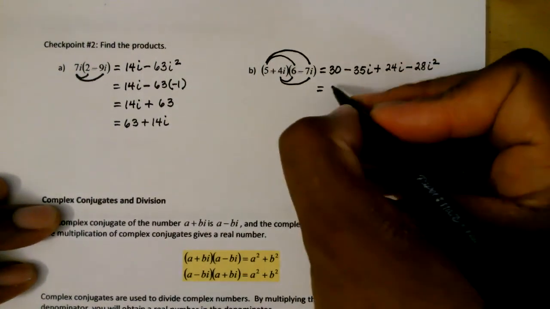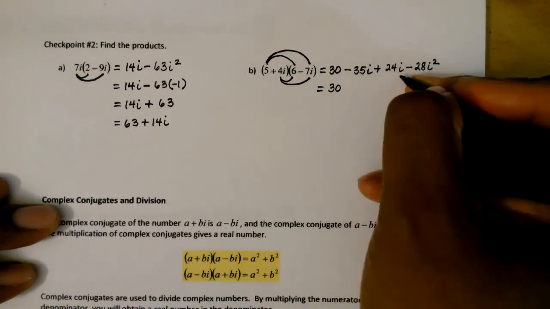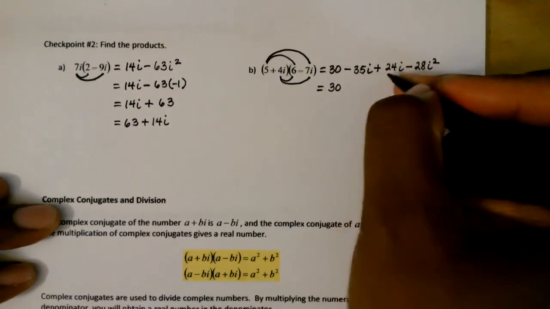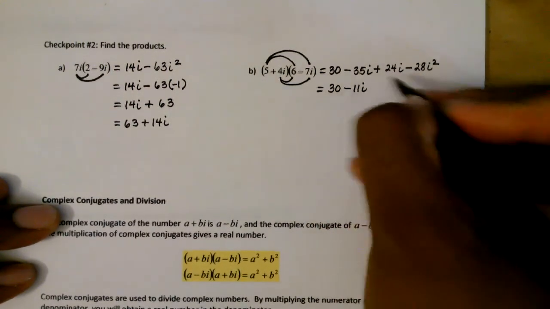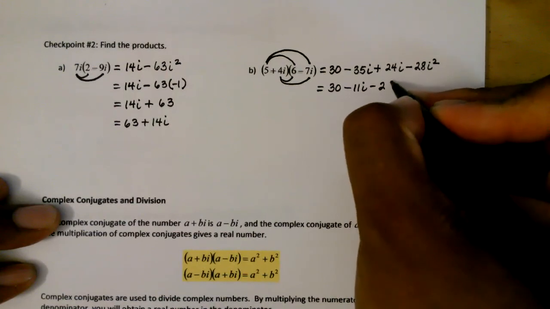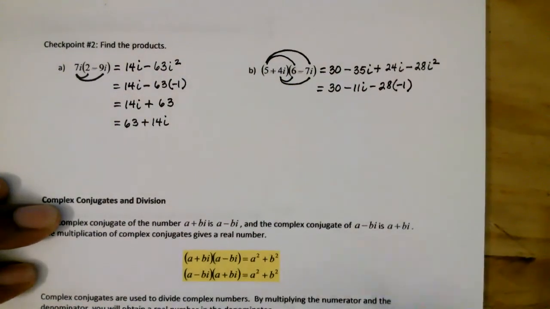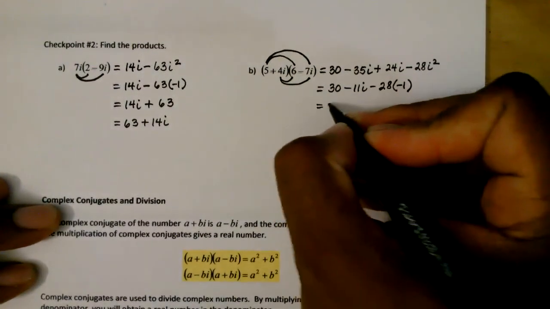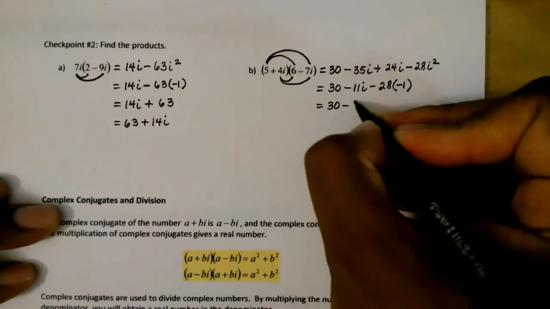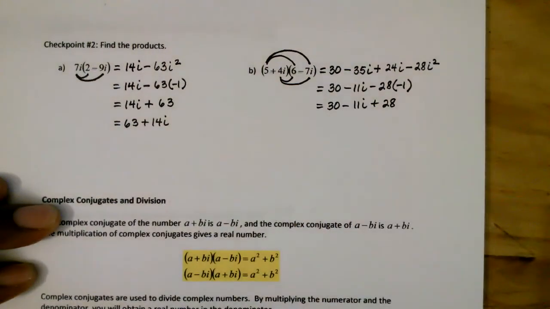Now, let's simplify this a bit. I'm going to bring down the 30, and I'm going to do negative 35i plus 24i. Combine those, I'm going to get a minus 11i. And then substitute i squared with negative 1. And that negative 1 will make the minus 28 a plus 28. So I'm going to have 30 minus 11i plus 28.